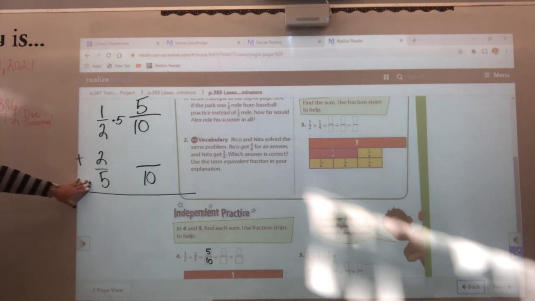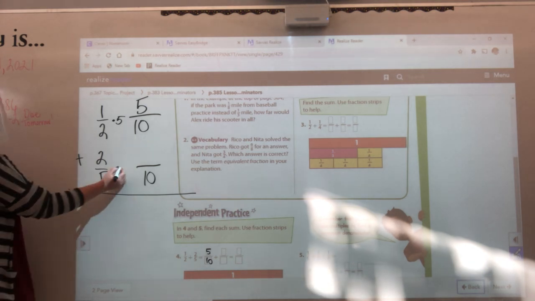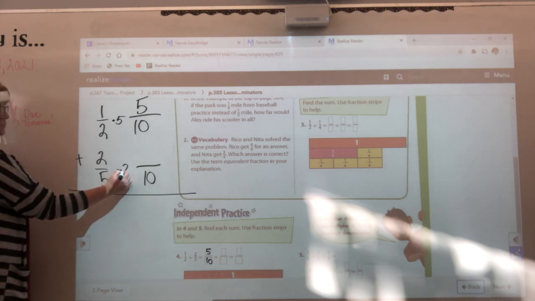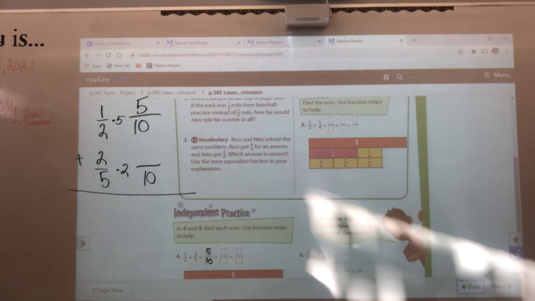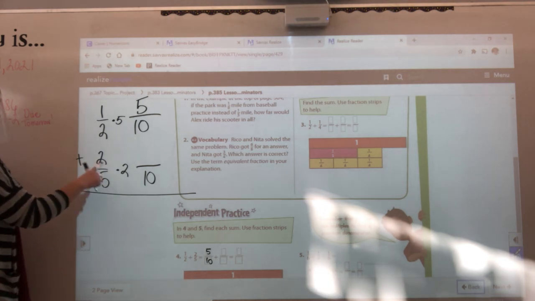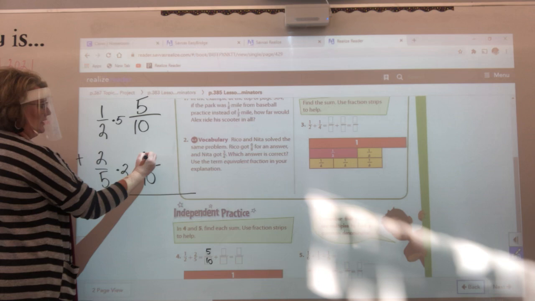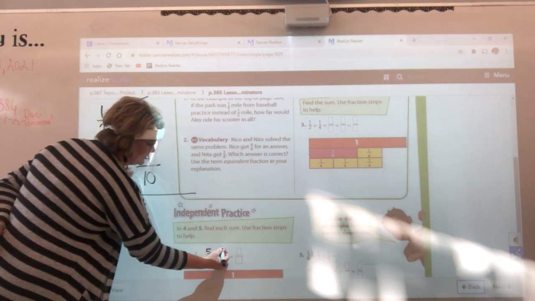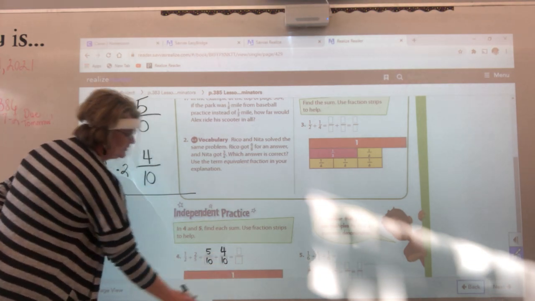Now we're on the bottom fraction. How in the world do we go from 5 to 10? What do we multiply by? 5 times 2. And if we multiply the bottom times 2, we got to multiply the top times 2. So 2 times 2 gets me 4. There's your second set of boxes.